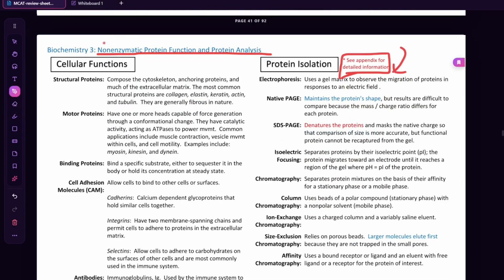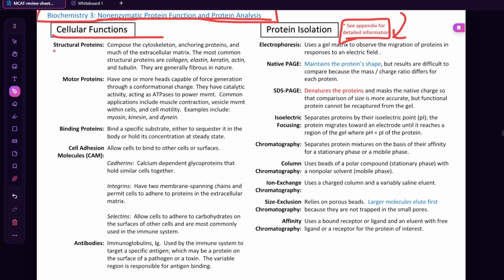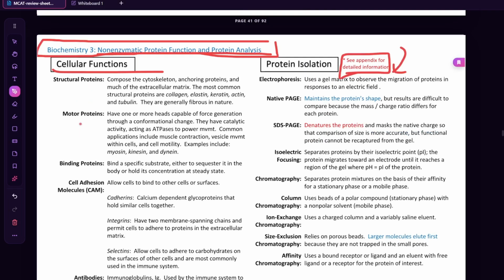Then for biochemistry, we have non-enzymatic protein function and protein analysis, so cellular functions of proteins. So now we're going into different types of proteins, but more specifically what function they have for the cell. So structural proteins compose the cytoskeleton, anchoring proteins, and much of the extracellular matrix. You should understand what these terms are. The most common structural proteins are collagen, elastin, keratin, actin, and tubulin.